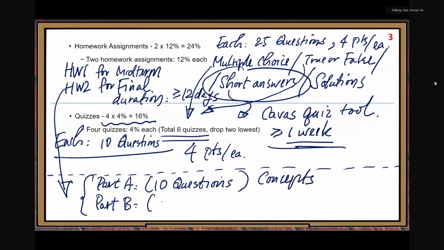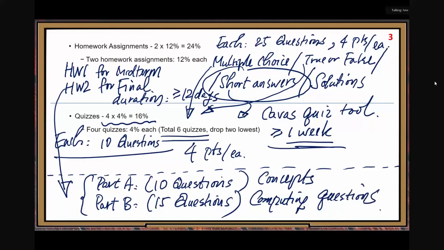Part B, 15 questions. These are computing questions. You need to do computation, okay? So you need to do some work to find the answers. Part A, part B, each big assignment. All right. Any questions?